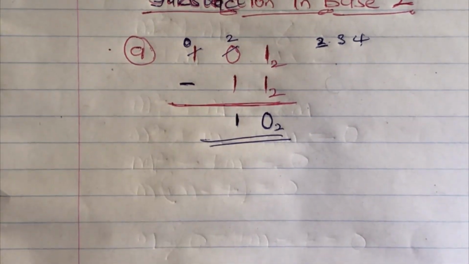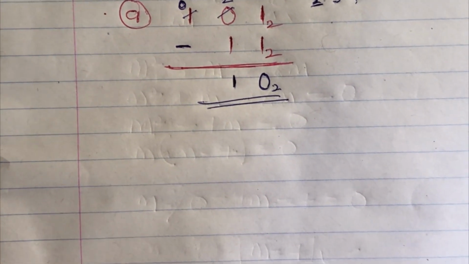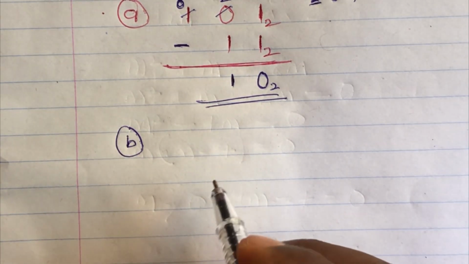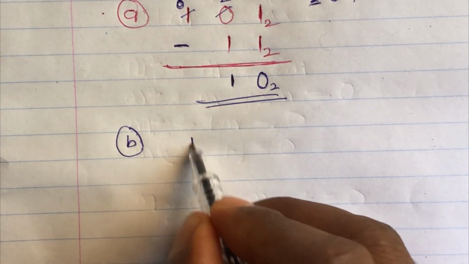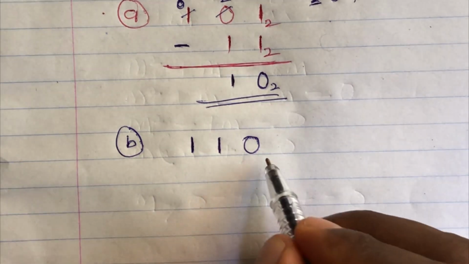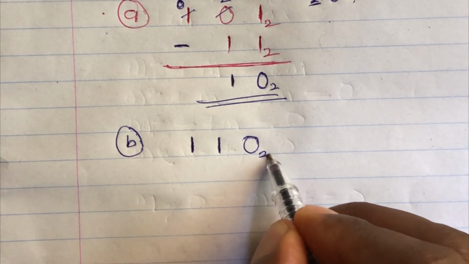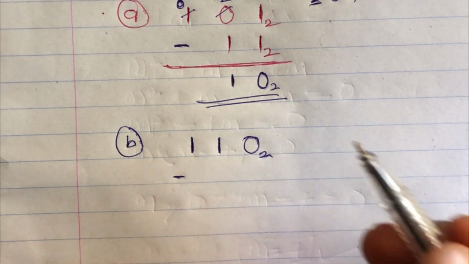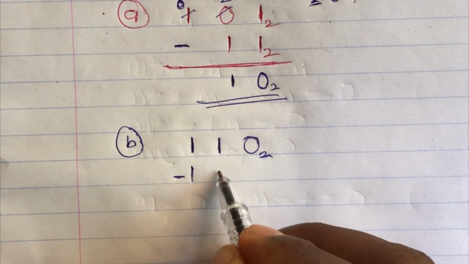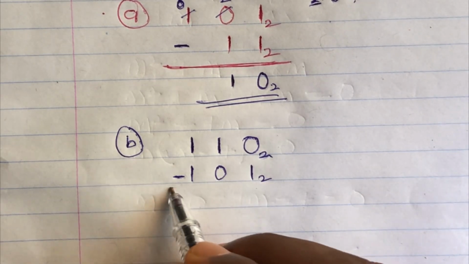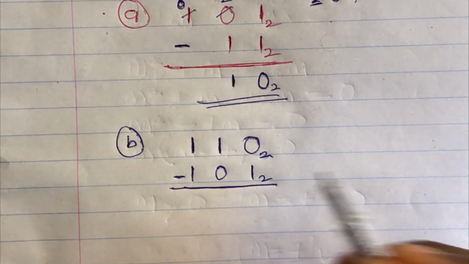So guys, I'll give us another example. Example 2. If you have something like this, 1 1 0 in base 2 minus 1 0 1 base 2. What's the answer to this question?